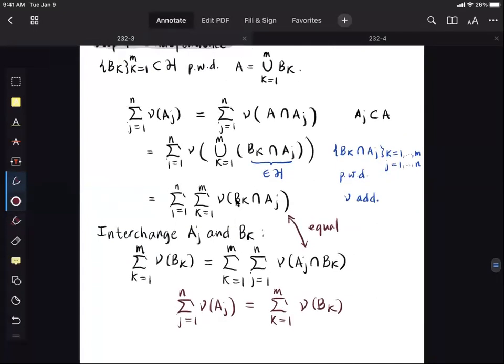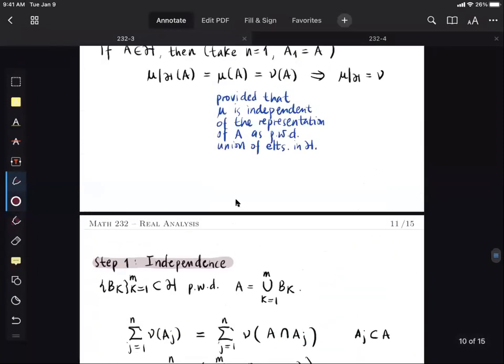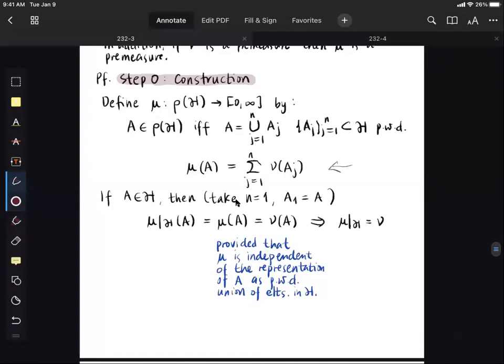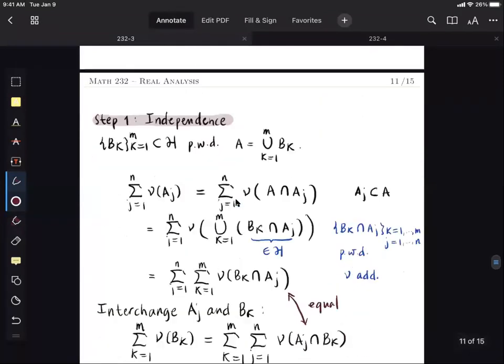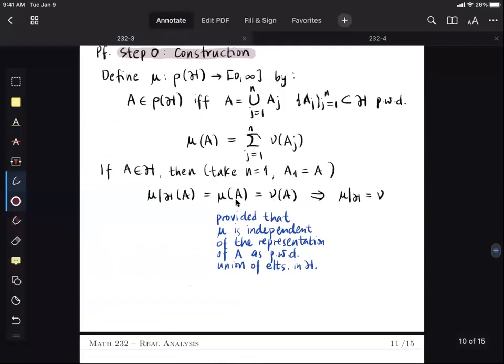And what does this equation tell us? This tells us that if I have another collection of elements in the semi-ring, here denoted by B sub k, and the union of these B sub k's is A, I can use this as well in the definition of the measure or the content mu, and the result would be the same according to this last equation. So in other words, the definition of mu does not depend on the representation of A as a pairwise disjoint union of elements in the semi-ring. And this indeed proves the independence that we have stated a while ago.